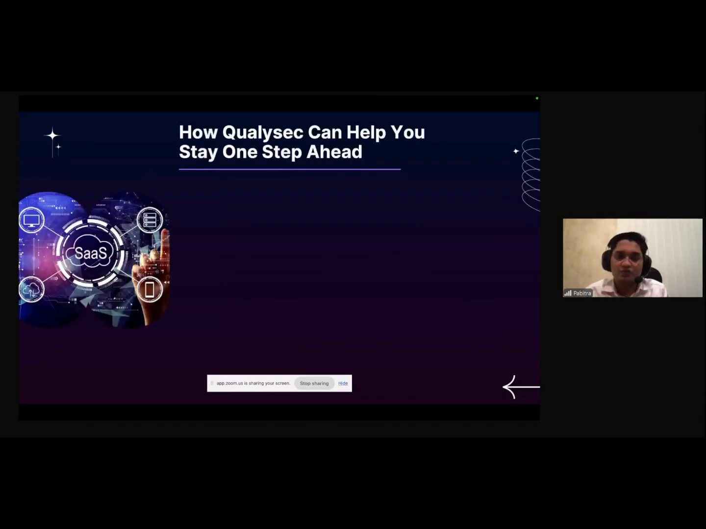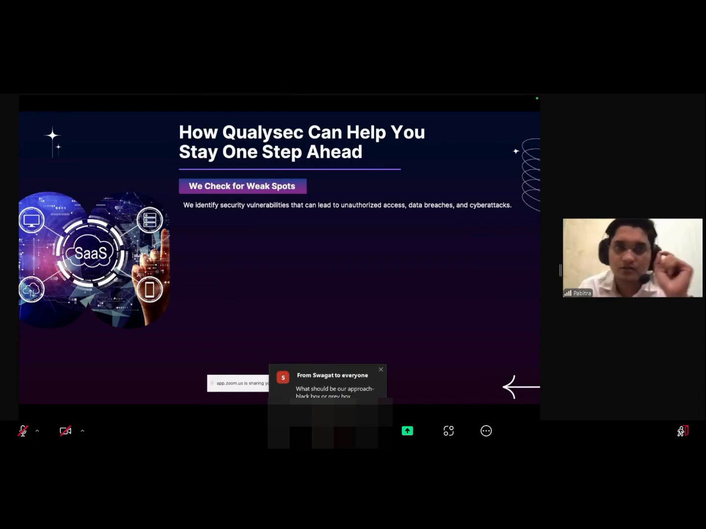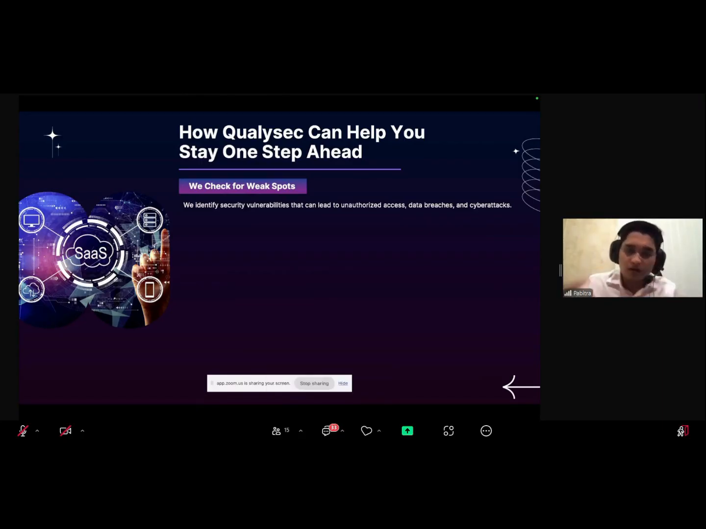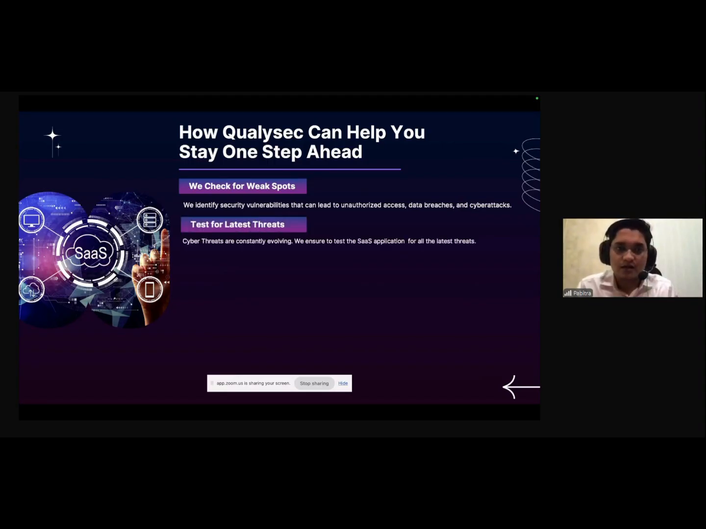So moving forward, how Qualysec can help you, like how we usually help our clients, is we first check for the weak spots. As I mentioned, we do very deep pen testing. It's not just a scanning activity; we identify vulnerabilities across your whole application, from login to logout and everything in between. We also test for the latest threats, since we update our database on a regular basis, so whatever the latest threats arise in the market, we pull into our database and perform the test.